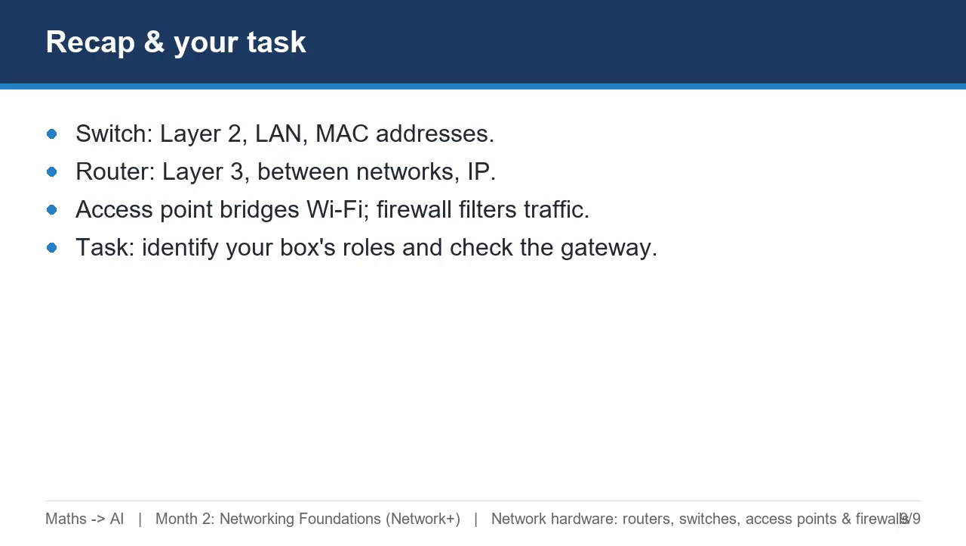Let's recap. The switch works at Layer 2 inside the LAN with MAC addresses. The router works at Layer 3 between networks with IP addresses. The access point bridges Wi-Fi onto the LAN, and the firewall filters traffic by rules. Your task: look at the network box in your home or office and list every role it combines. Run ipconfig and confirm your default gateway is the router. Then check whether Windows Defender Firewall is on.